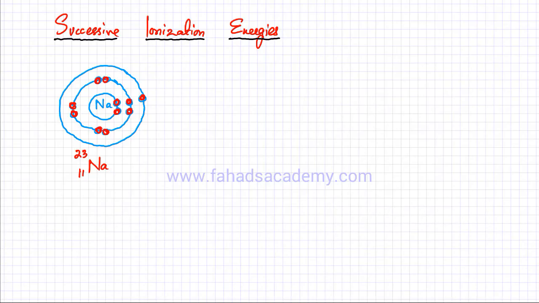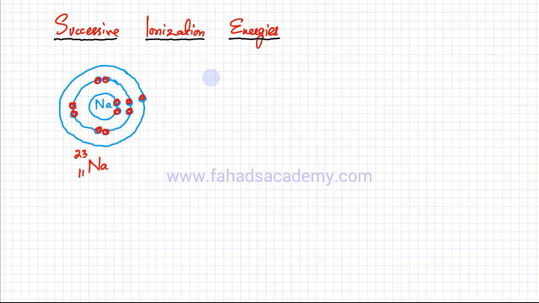In this lecture, we're going to discuss successive ionization energies, and previously the factors that we have discussed. We're going to include all those factors and determine how ionization energies are going to vary in a particular atom. I've taken sodium as an example, where sodium has 11 protons and 12 neutrons. So there are 11 protons in the nucleus which are attracting these 11 electrons.